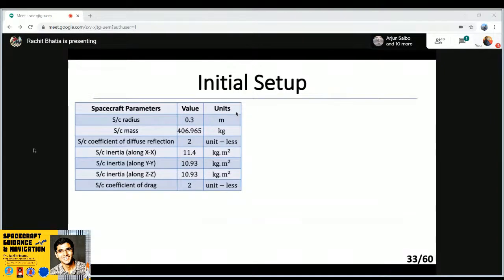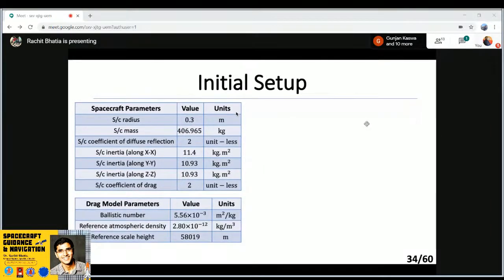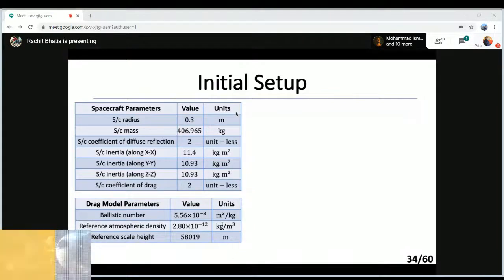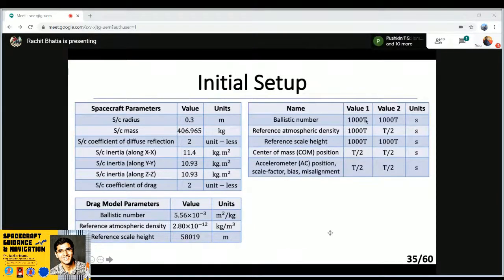So I have this spacecraft, which is spherical in shape and has the following characteristics. Then I have the drag model parameters. I'm using a very simplified drag model over here. Then I also define the time constants on these different atmospheric parameter states and accelerometer states. And I have not discussed that with you, but these states are modeled as first order Markov processes, which is basically just the dynamics, how these states will behave over time.